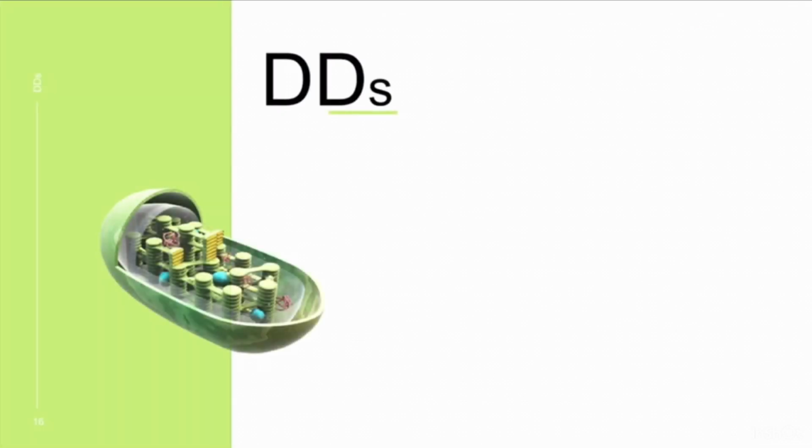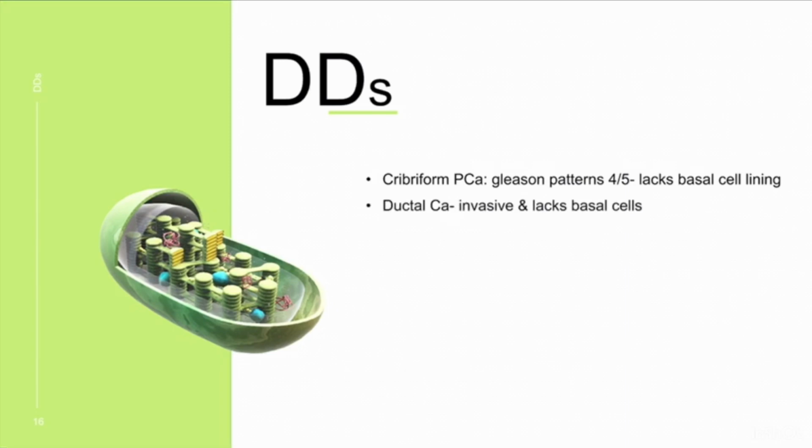So what are the DDs of intraductal carcinoma prostate? Cribriform prostate carcinoma is a major DD, so that will come under the Gleason pattern 4 to 5, and it lacks basal cell lining. And ductal carcinoma prostate, they are invasive. They cross the boundaries of the glands and they invade into the stroma, and they also lack basal cells. So how to differentiate from prostate carcinoma proper is by the absence of basal cells.